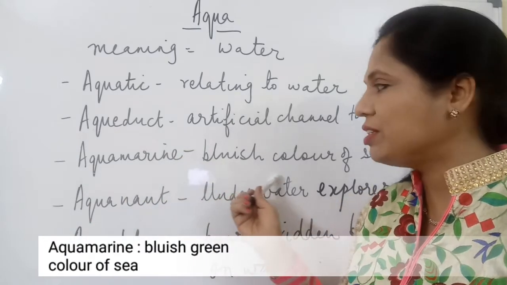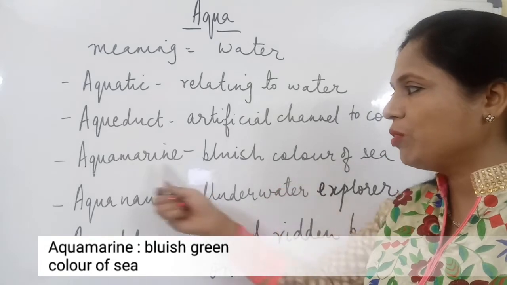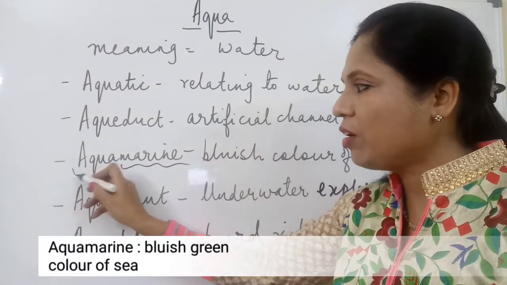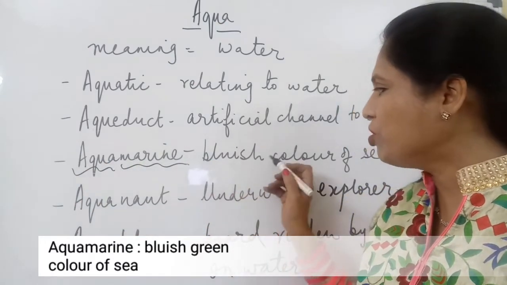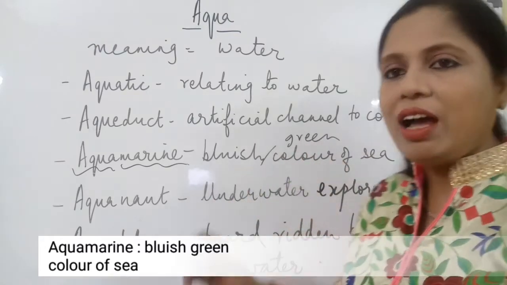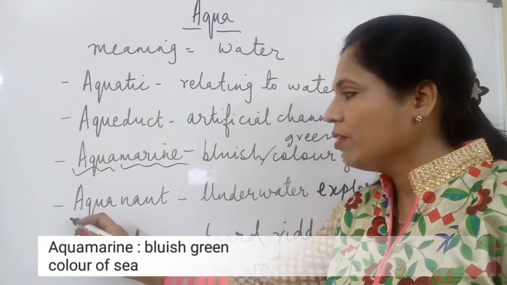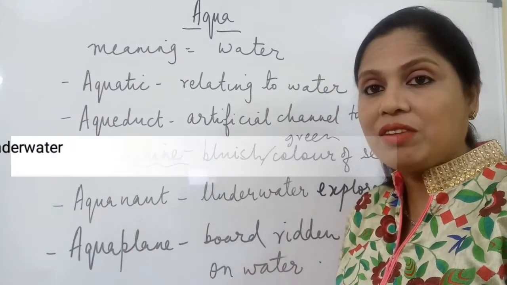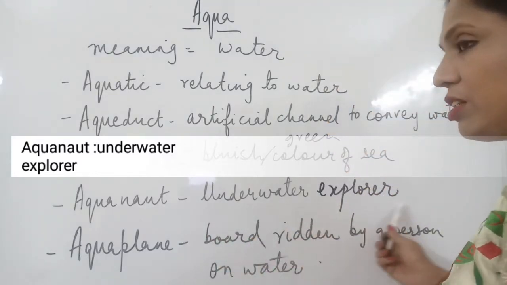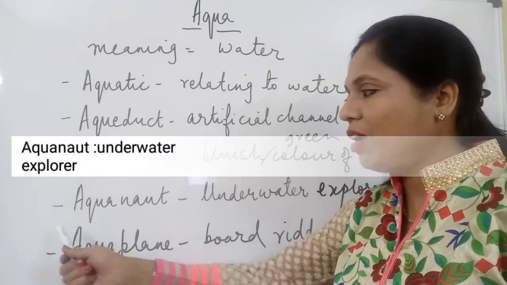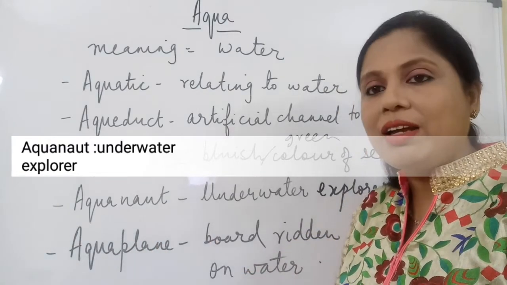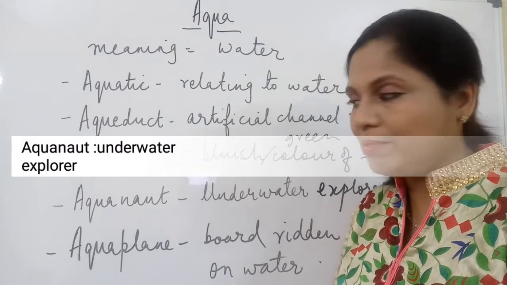Aquamarine is the color of the sea. So bluish. Marine means sea. Aqua is water. So that bluish or bluish green color of the sea is aquamarine. Aquanaut, just like we have astronaut, we have an aquanaut. An underwater explorer or a diver is known as an aquanaut, who goes underwater and makes explorations.